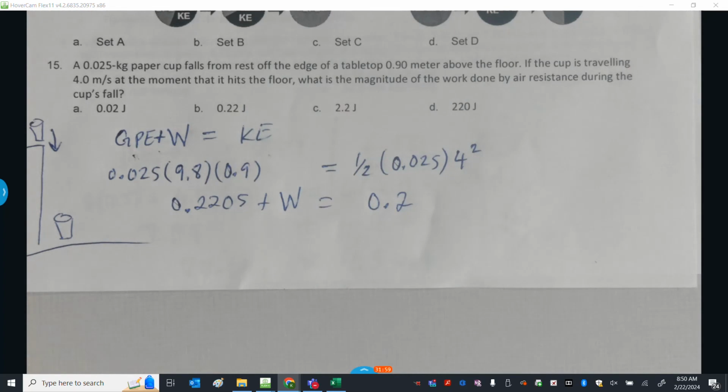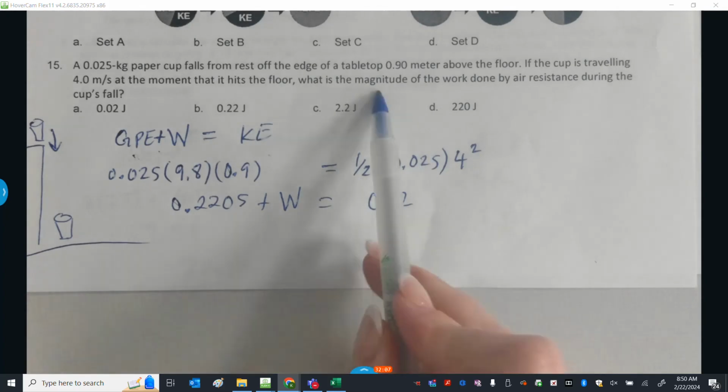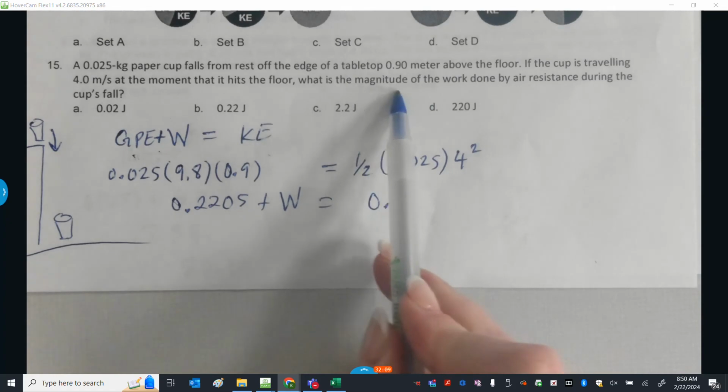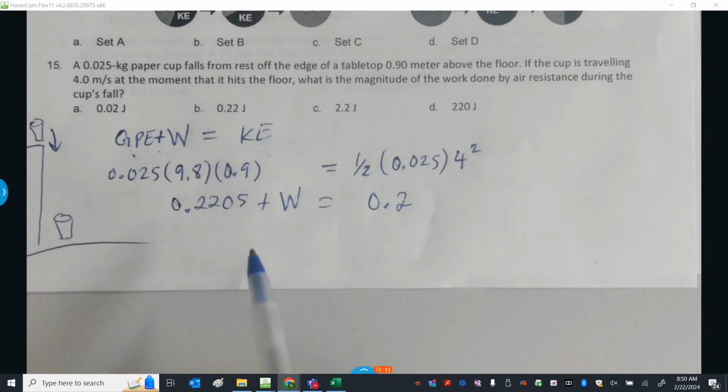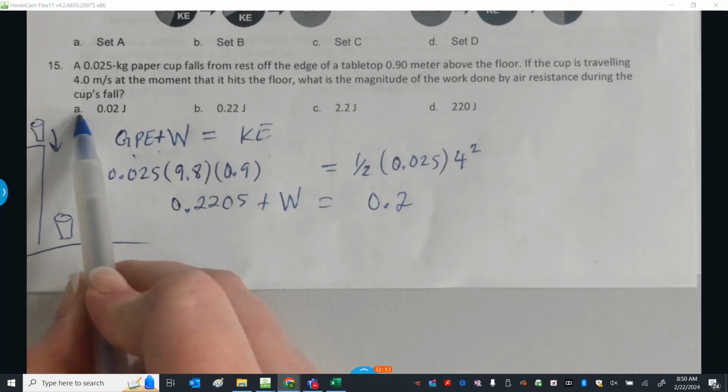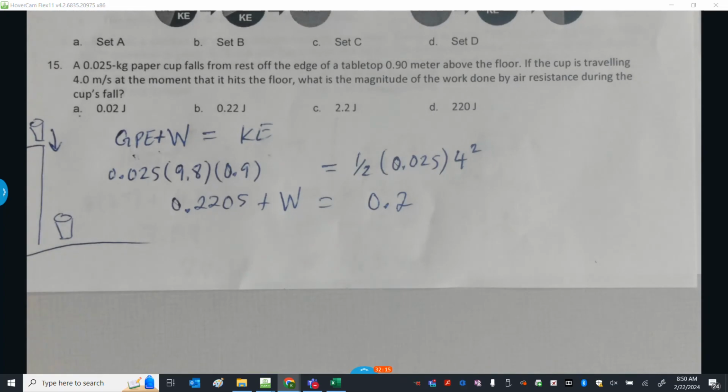We're going to subtract 0.2205 from both sides. When we do, we're going to figure out that we have a negative amount of work, which we should, but here it only asks for the magnitude, so we don't have to worry about the negative sign. And the answer you should get once it's rounded anyway is A, 0.02 joules, because you basically lost this 0.0205. It just rounded. Questions about number 15?